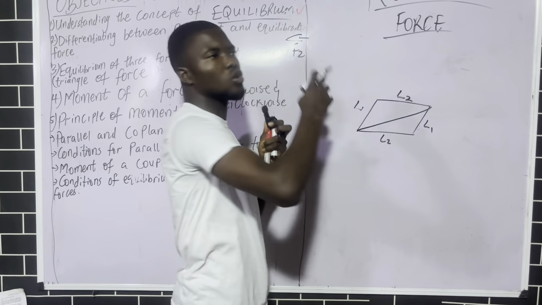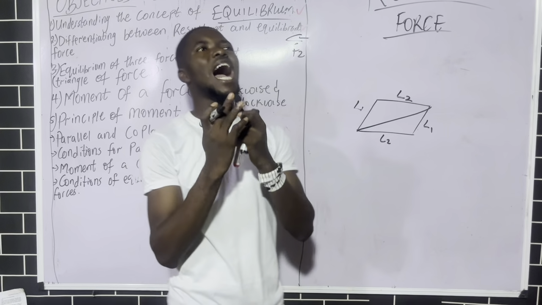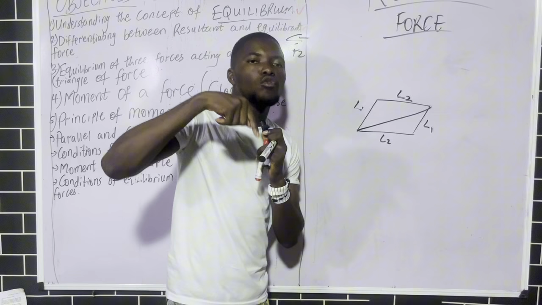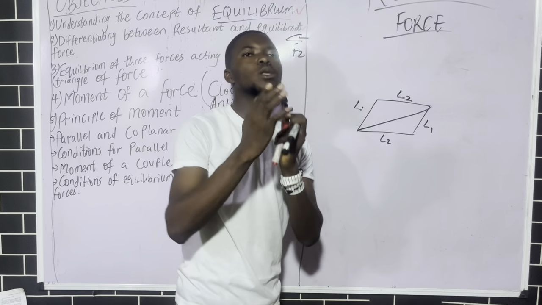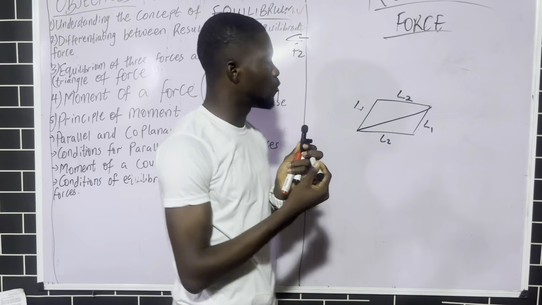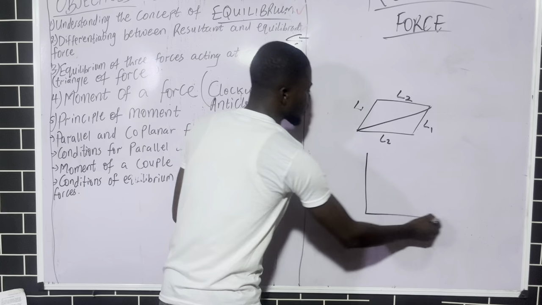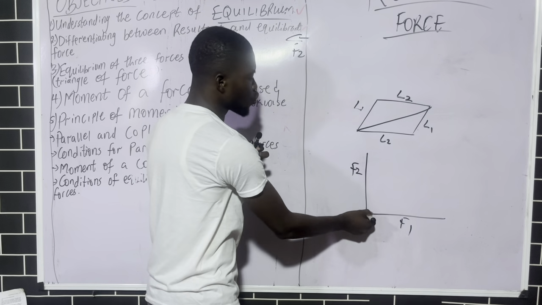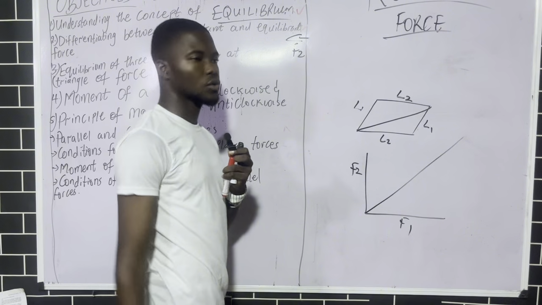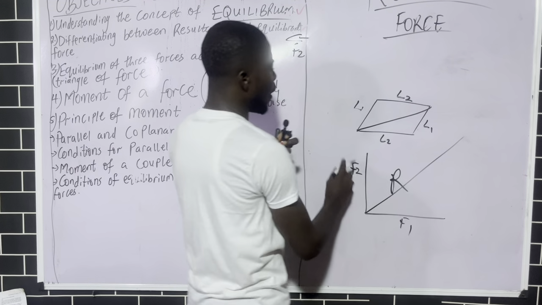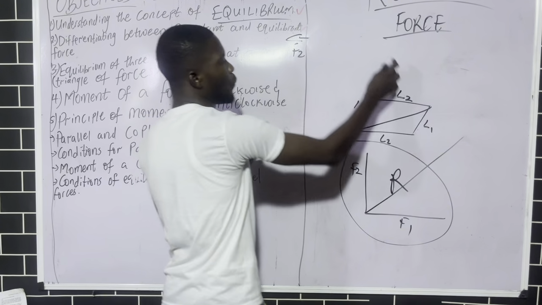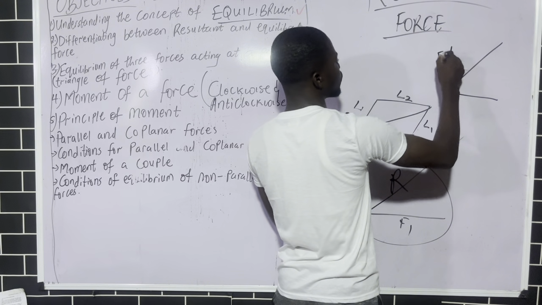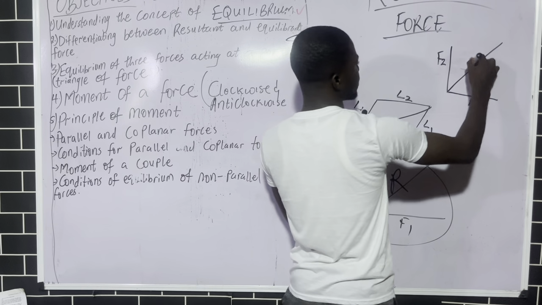So what does this mean? If I have two forces acting at a point, meeting at a point, the resultant of those forces is drawn from the meeting point of those two forces. So I have force F1 and force F2. The resultant is this one here. So this is the resultant force. I want to bring this diagram up here. So this is F2, this is F1, right? This is the resultant force.